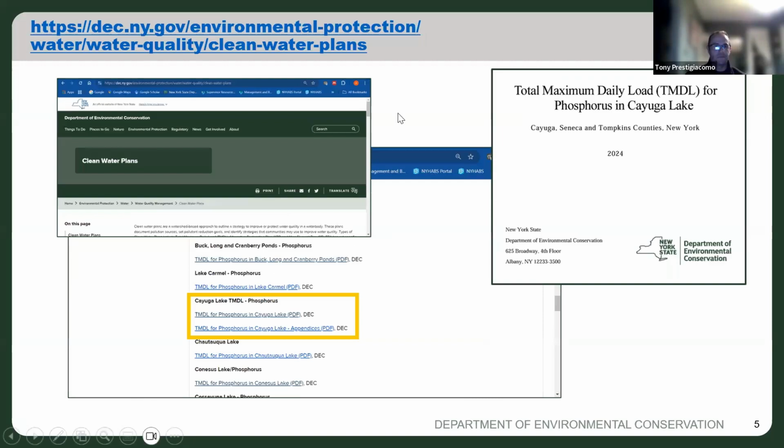So Cayuga's TMDL document itself and all of the appendices that went into it, including the targets, how they were derived, some summaries of the water quality model and its performance, and financial resources for implementation are all found on the DEC's website. The little box is highlighted here. The TMDL document itself looks like this, and the appendices are all sandwiched into one big PDF, so you can look at them if you'd like.